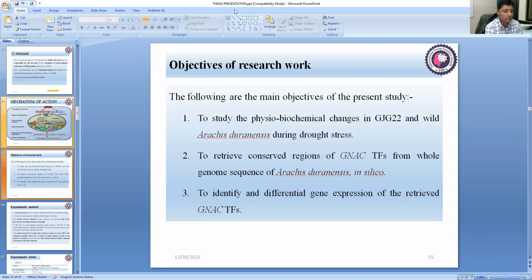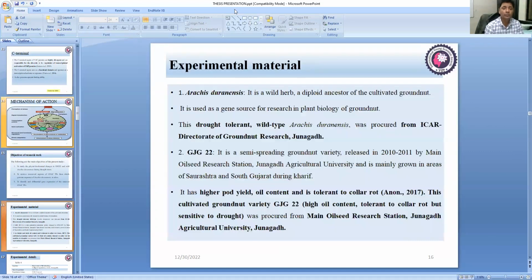Moving ahead, another very important thing in the event is the experimental material. In the experimental materials, one thing you should know is the wild cultivar, Arachis duranensis, which is a wild herb, right?